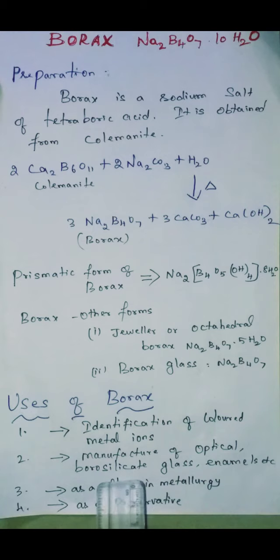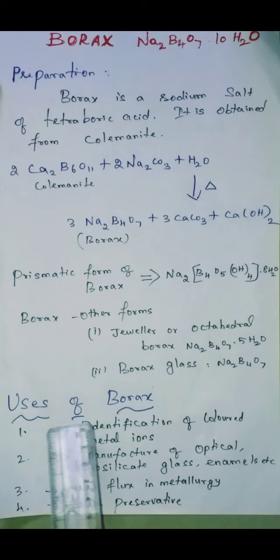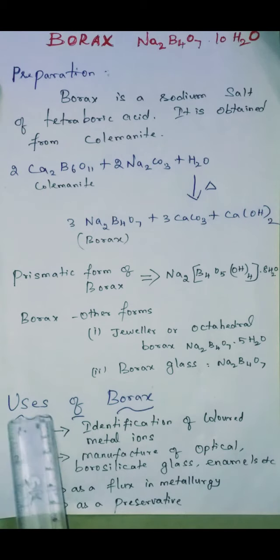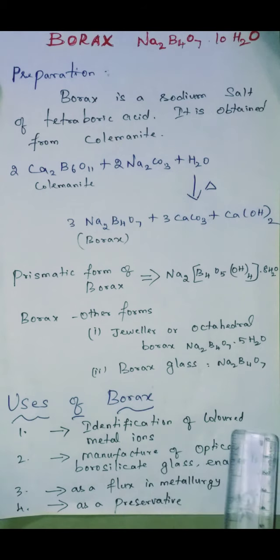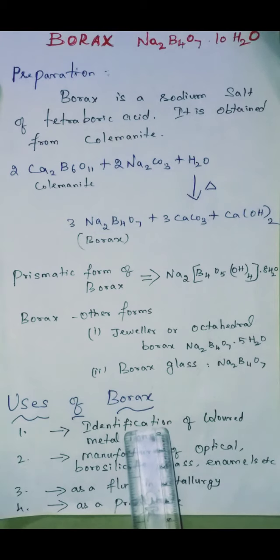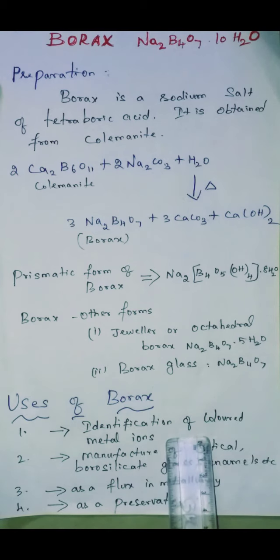Before seeing the chemical properties of borax, we will see the uses of borax. First, borax is used for the identification of colored metal ions. Suppose a solution contains either copper, iron, aluminium, or sodium, but we don't know which metal is present. For identifying the metal ions, we use the borax bead test. For making the borax bead, borax is used. That's why it is used for identification of colored metal ions.